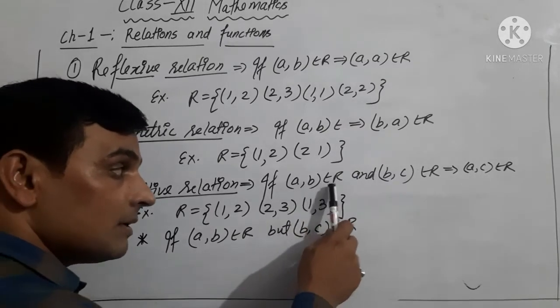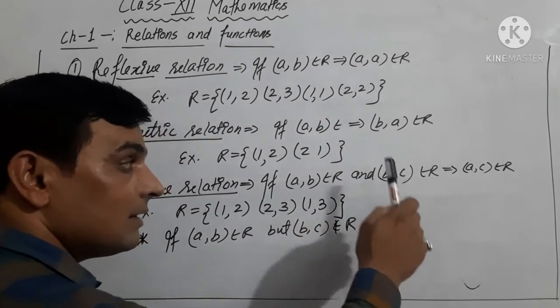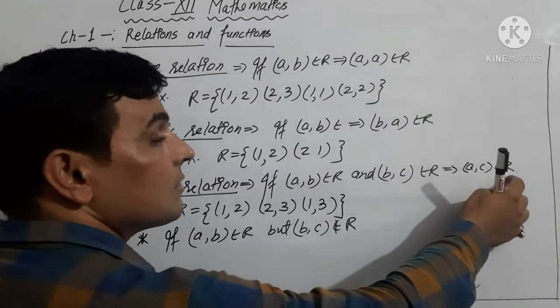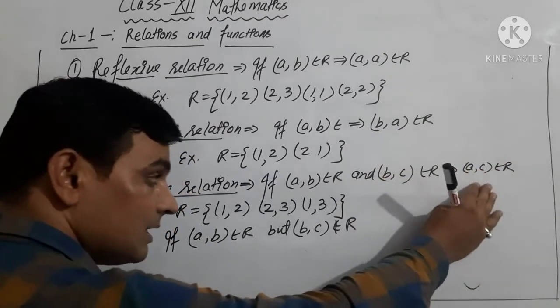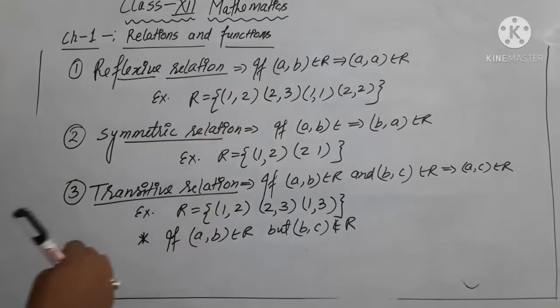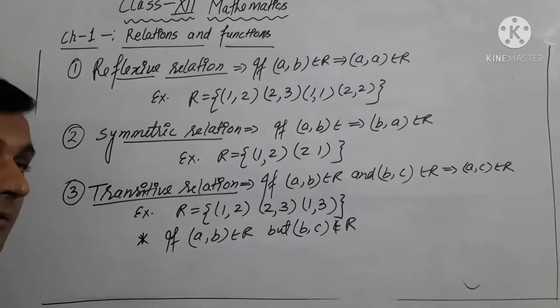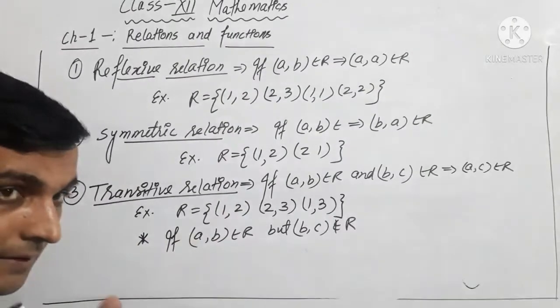If A comma B belongs to R and B comma C belongs to R, then we will check whether A comma C belongs to R or not. If A comma C belongs to R, then the relation will be transitive. Otherwise, it will not be transitive. This is the first case.